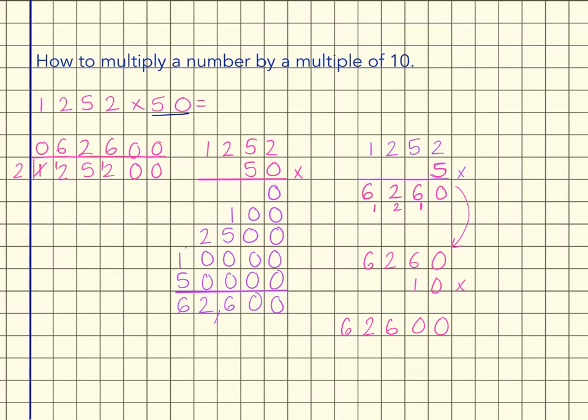And as you can see, as is the way with maths, despite the fact that we have done this calculation in 3 different ways, we've got the same total each time, which is 62,600.